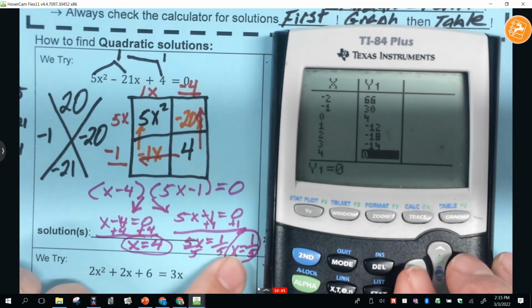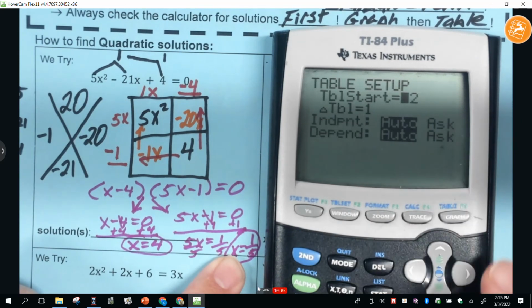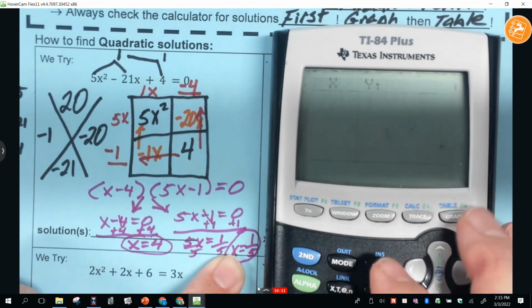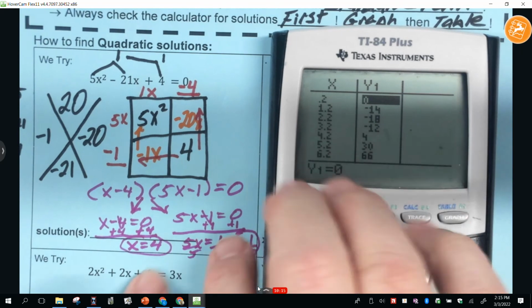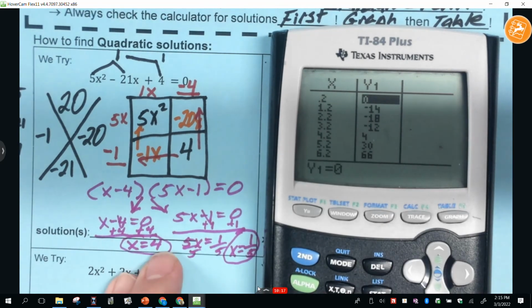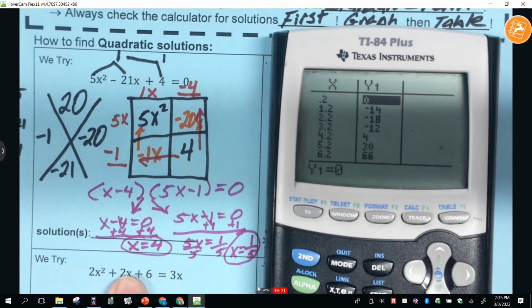Okay. So now we table jump to 1/5. So I'm going to go second window, and I'm going to go 1 divided by 5, and then go back to my table, and boom, there's a 0. Okay, so that means that we got these right. So our solutions are going to be x equals 4 and x equals 1/5.